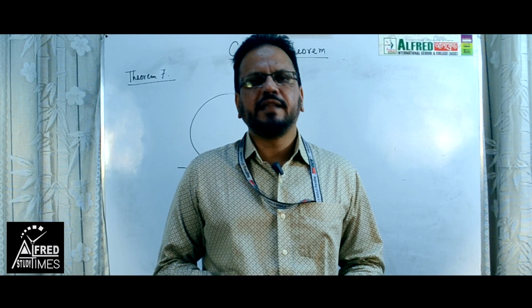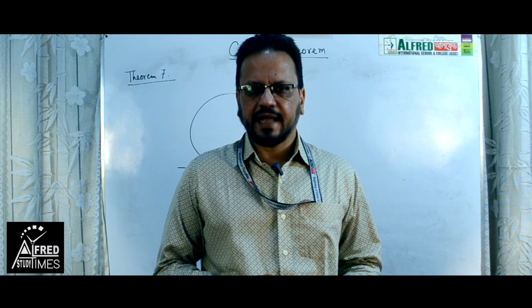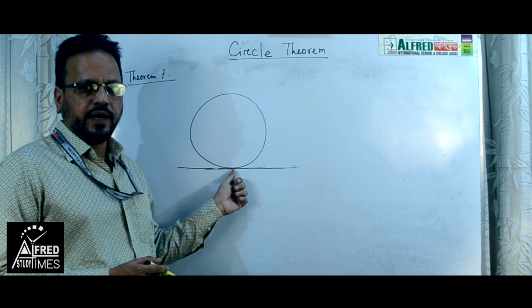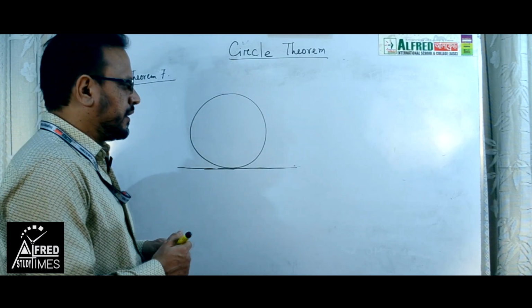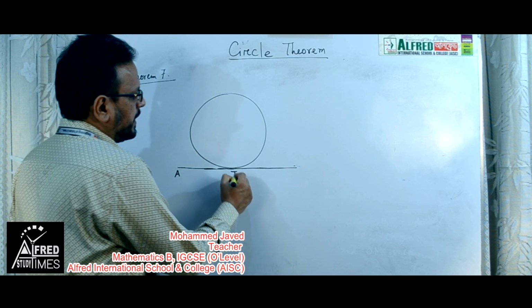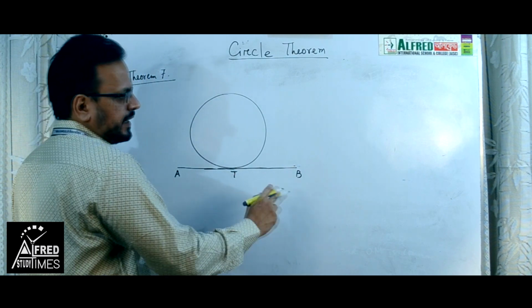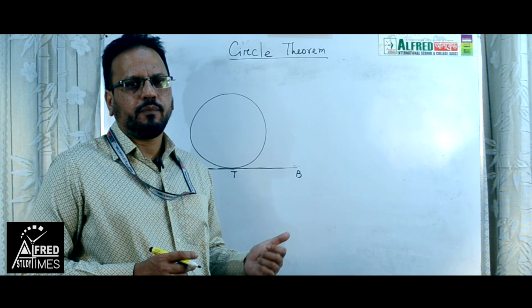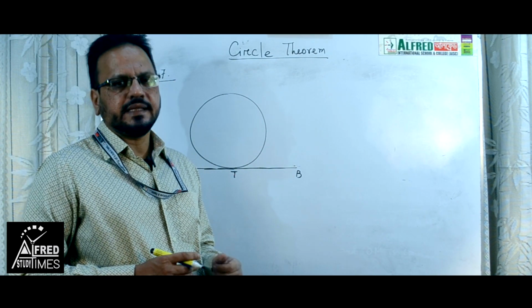Theorem number 7 is regarding a tangent. You know what is a tangent? A line that touches a circle at only one point, that is a tangent. Now if I write a name ATB, so this is a line. ATB is a line. It touches the circle at only one point, and that point is T. So ATB is a tangent.